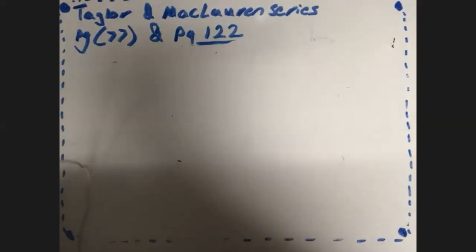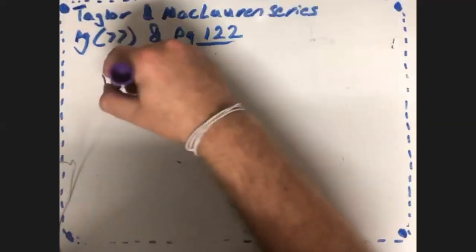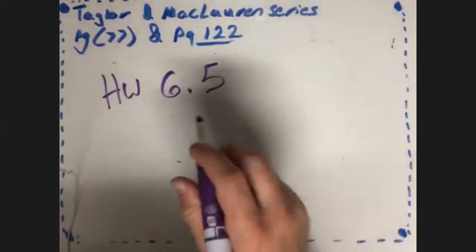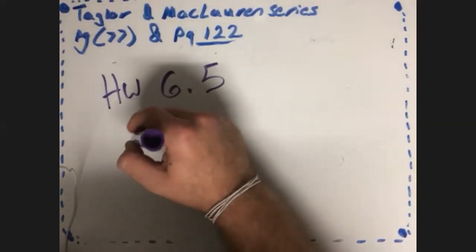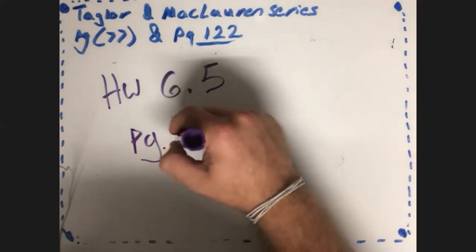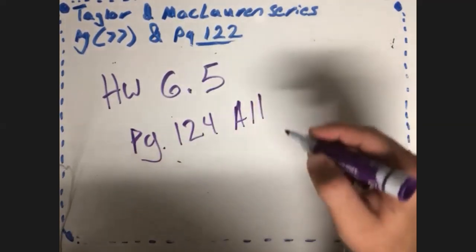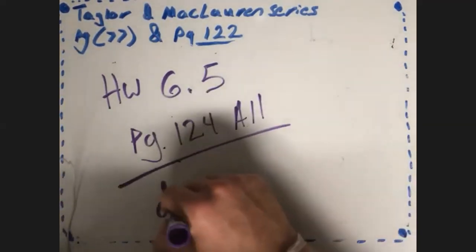All right, so your homework. This is going to be homework 6.5. We are almost done. We are on the home stretch. My Wi-Fi is freaking out right now. It is page 124, all. Page 124, all, okay? Doing Canvas.